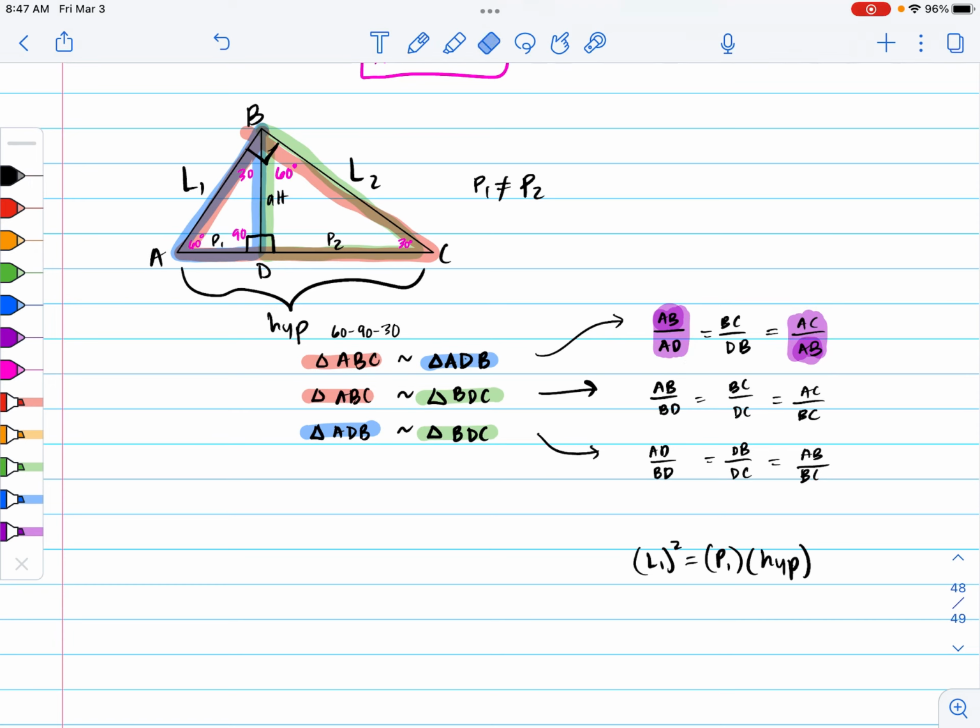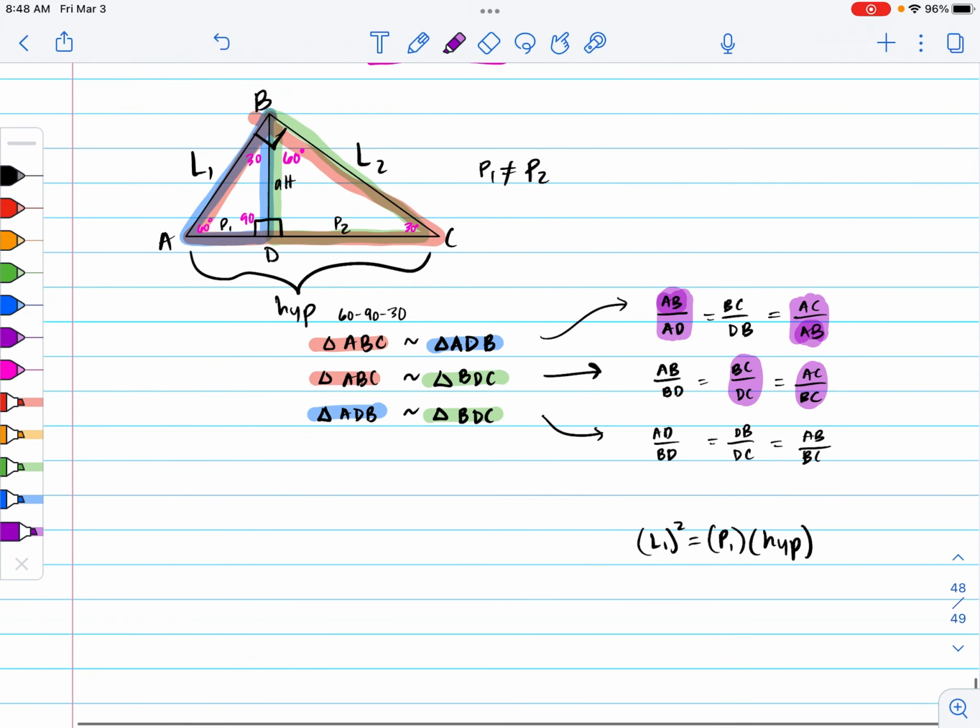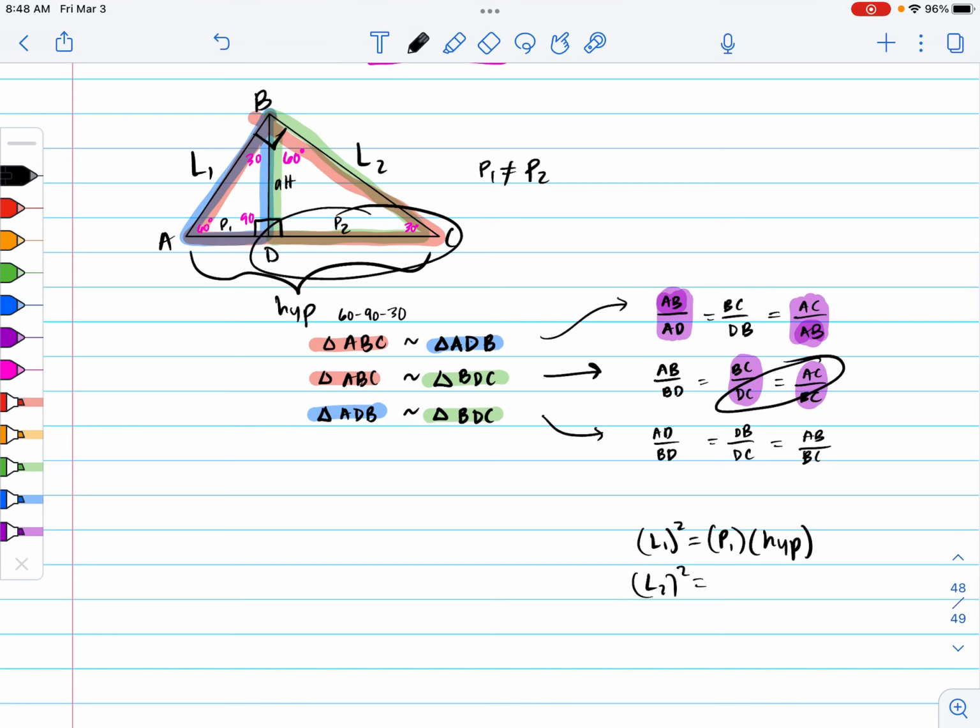Same thing also happens for the other 2 equations. If you look closely, we have BC on the top and BC here on the bottom. So we could use our geometric mean, BC times BC, well, in this case, BC is our leg 2. So we could actually say leg 2 squared is equal to, and then we cross multiply this. AC is the hypotenuse, DC is part 2. So we can actually say part 2 times the hypotenuse. And these 2 equations are very, very similarly related.